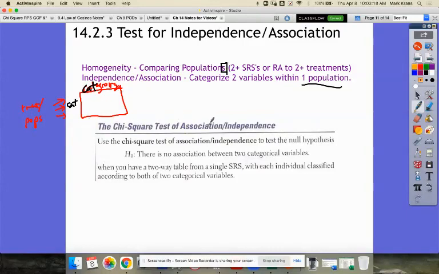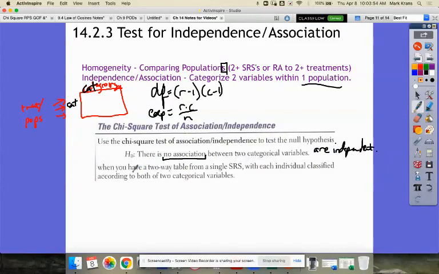So for the chi-square test of association, all the other math is exactly the same. Your degrees of freedom is row minus 1, column minus 1. Your expected is row times column over n. Everything is still exactly the same. So, the chi-square test of independence: the null is that there's no association, or the two categorical variables are independent. You can word it either way. I like independent in the null, and then the alternative is an association.